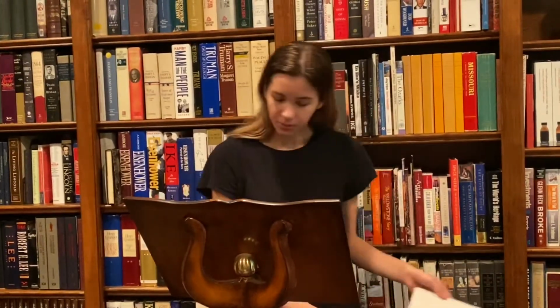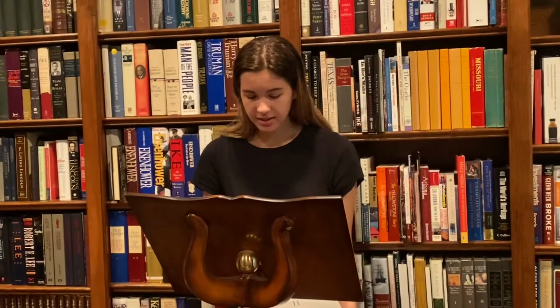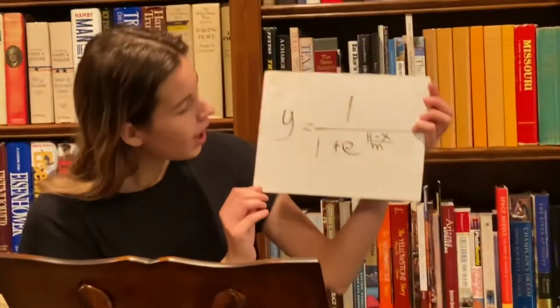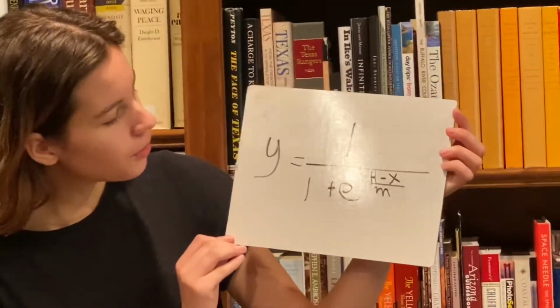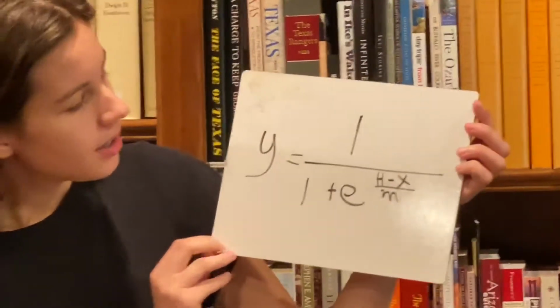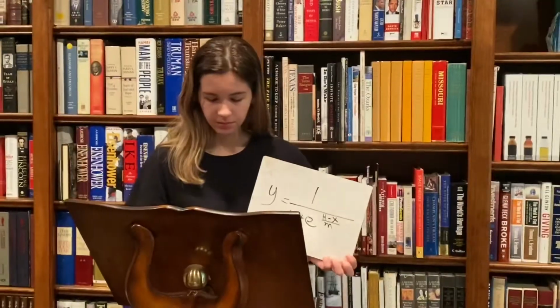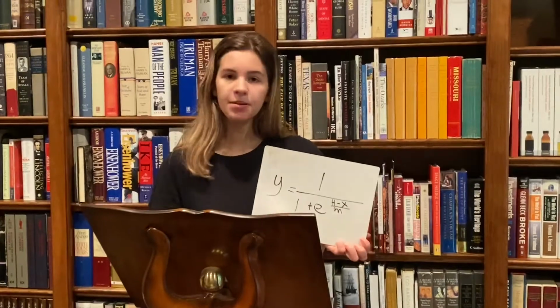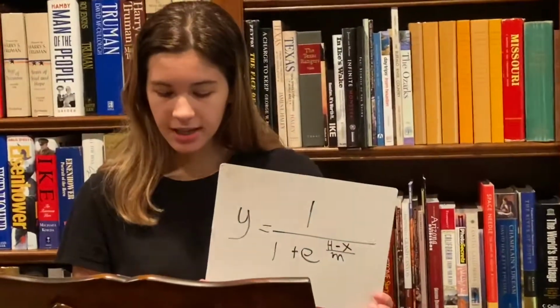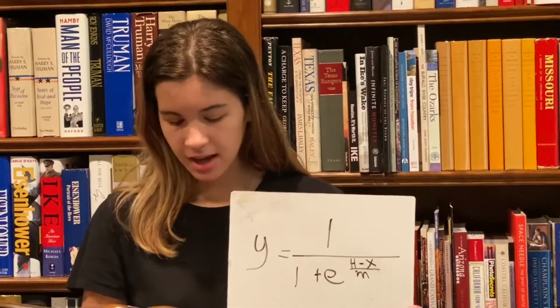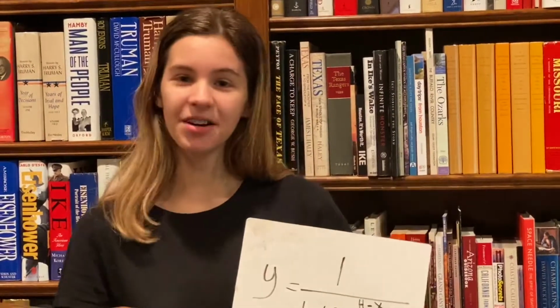The Boltzmann equation, which we will be focusing on today, is one equation that can be used to calculate an LC50. It is y equals 1 over 1 plus e to the (h minus x) over slope power. H is the same as the LC50 because H stands for half or 50% of the maximum responses from the organisms. So let's get started.